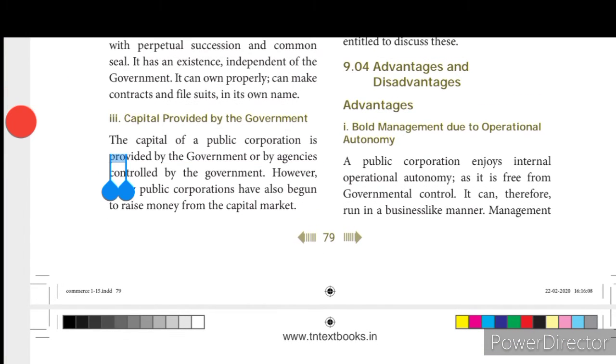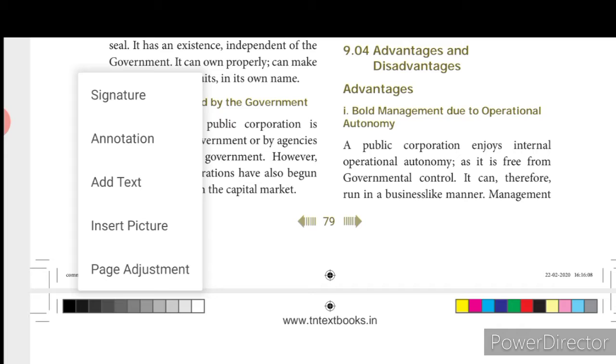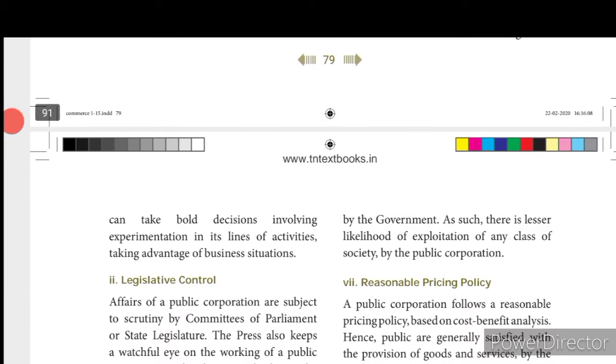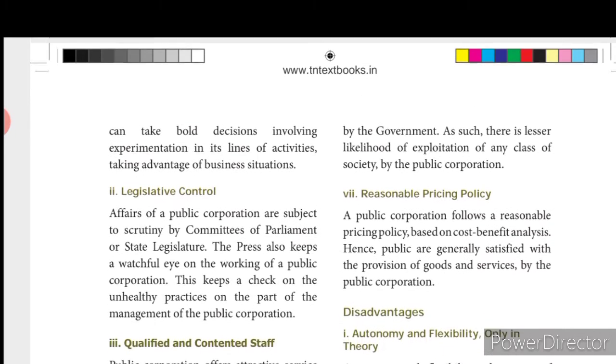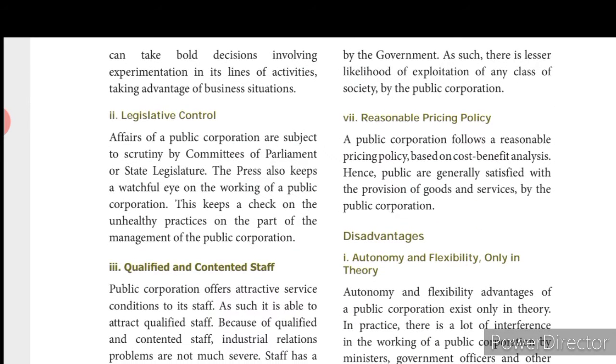A public corporation enjoys internal operational autonomy as it is free from governmental control. It can therefore run in a business-like manner, and management can take bold decisions involving experimentation in its lines of activities, taking advantage of the business situation. So they can take their own decisions. Every day in and day out activities, they need not get permission from the legislature. So it is very easy for them to take decisions.